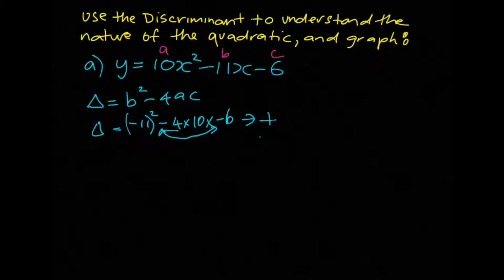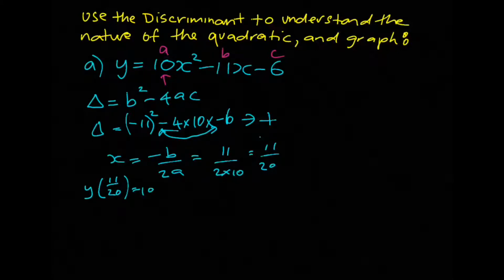Now if you have a look at the coefficient A, it's a positive, so it's going to be that shape rather than that shape. Now let's find the turning point. The turning point is at x equals negative b on 2a. And that equals 11 on 2 times 10 equals 11 on 20. And the y value of the turning point is y of 11 on 20, which equals 10 times 11 on 20 squared minus 11 times 11 on 20 minus 6.